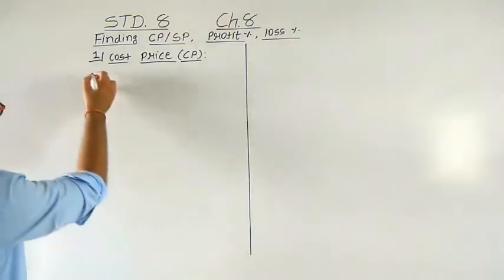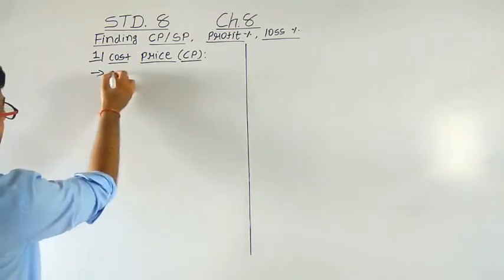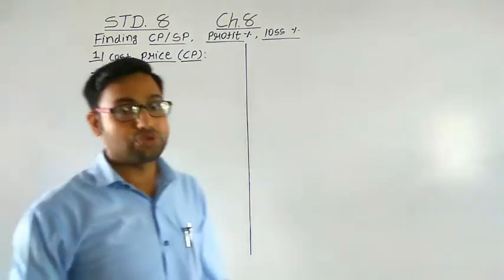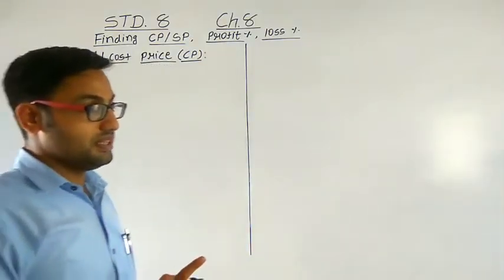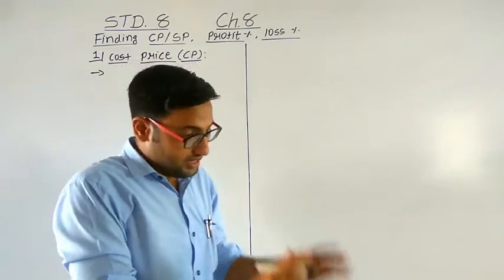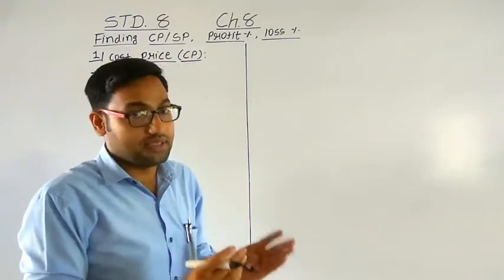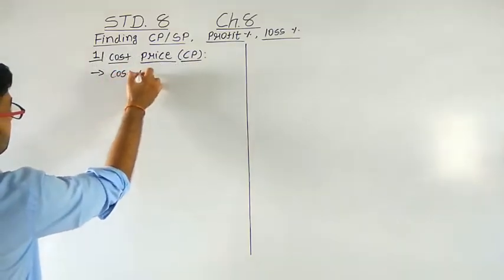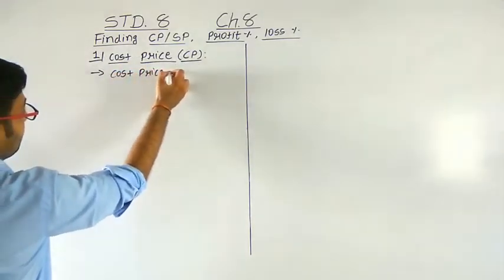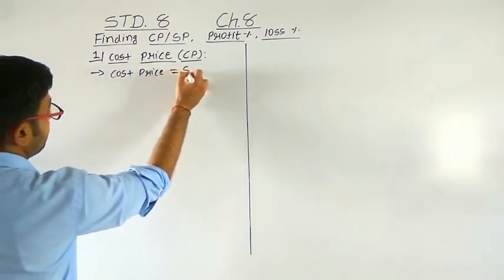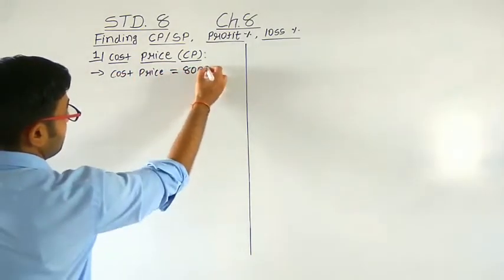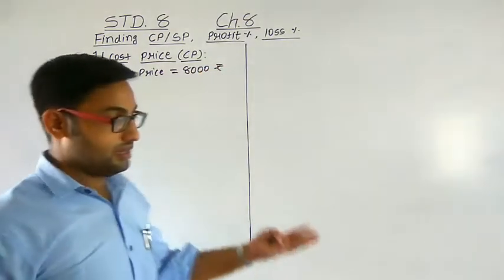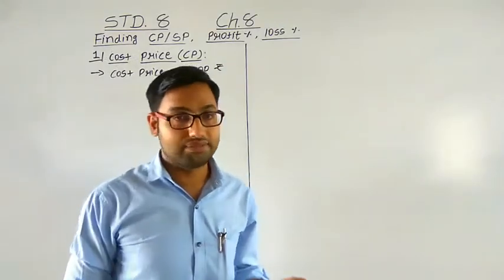Suppose you are going to buy a TV, and the cost you have to pay is, suppose, 8,000. The 8,000 rupees you pay to the shopkeeper is called the cost price. So we can write that the cost price of the TV is equal to 8,000 rupees. Whatever you pay to buy something is called the cost price.